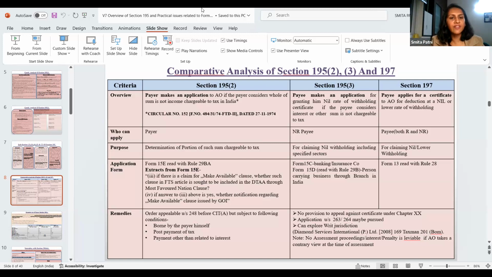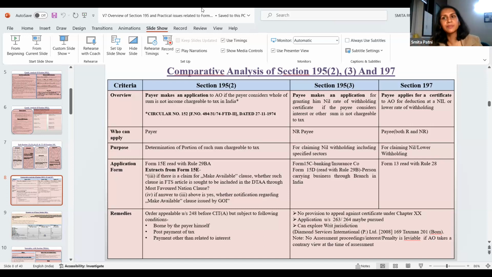So a 195(2) order is appealable under section 248, but subject to three conditions: that the payer himself is bearing that tax, payment of taxes has already been done, and the payment is other than interest. If these three conditions are fulfilled and the payer thinks that the lower rate has not been determined properly, then this order is appealable before the CIT(A).